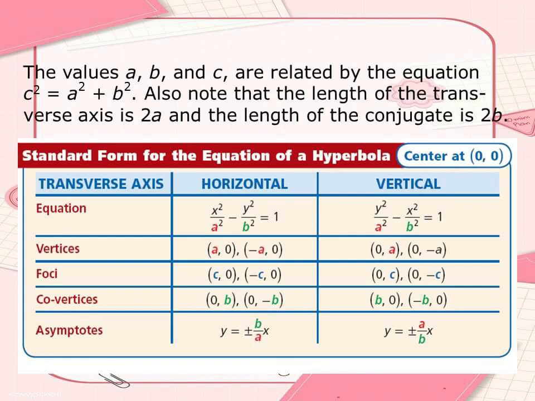The vertices are (positive or negative a, 0). In the vertical case, they switch again: (0, positive or negative a). Then for the foci c, as you can see in the table, you can identify what it is.